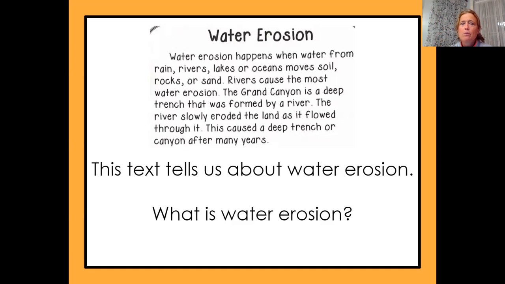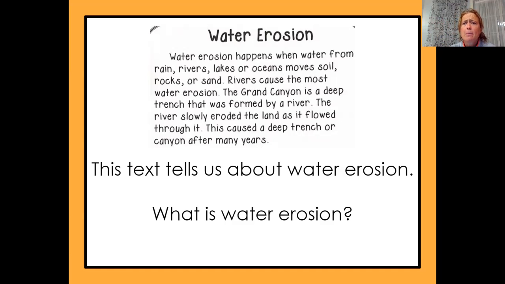Rivers cause the most erosion. The Grand Canyon is a deep trench that was formed by a river. The river slowly eroded the land as it flowed through it. This caused a deep trench or canyon after many years. Okay, so it takes a long time for the erosion to occur. For example, the Grand Canyon would have had to have taken a long time. But the river that was flowing through it eventually took so much of the rocks and soil that it caused this huge trench or canyon.